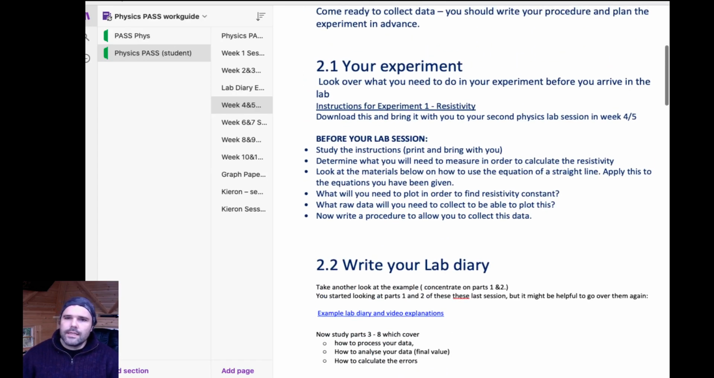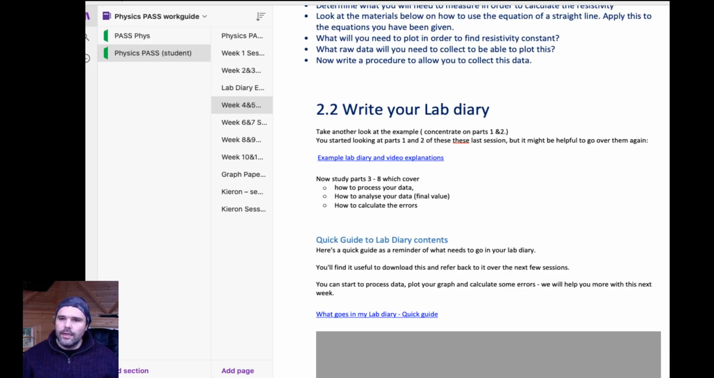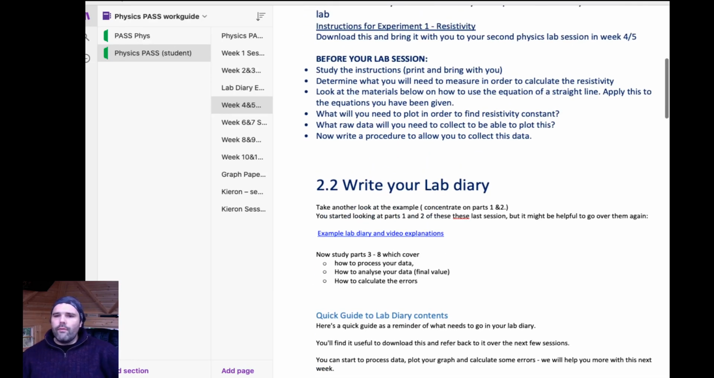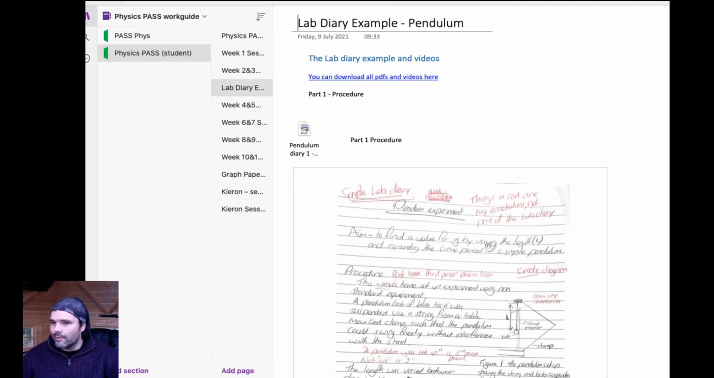So in session 2, this is what you did last week, or last session a fortnight ago, when you were collecting your data. This is what you should have been looking at around that. On that page there is an example lab diary, and in the tab just above it, when it loads, there we go, there are some pages scanned in.